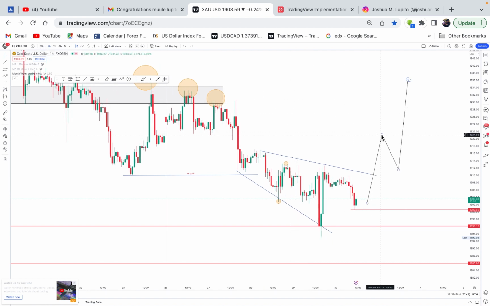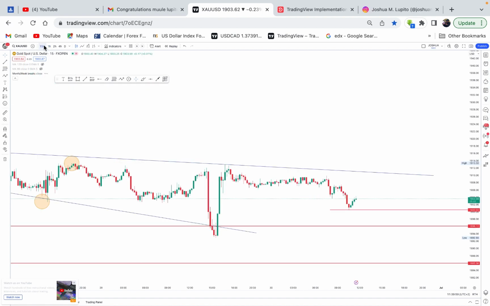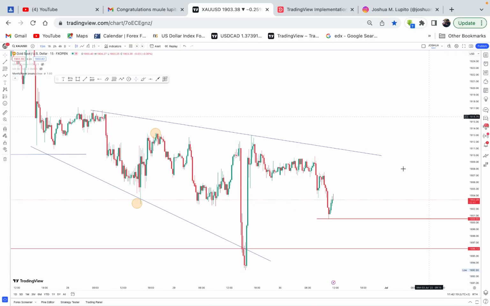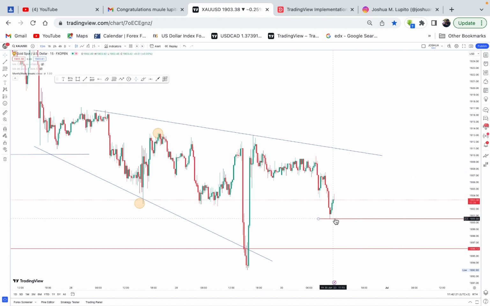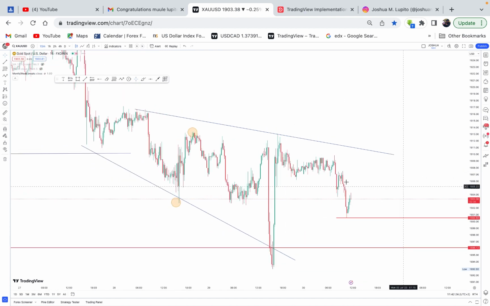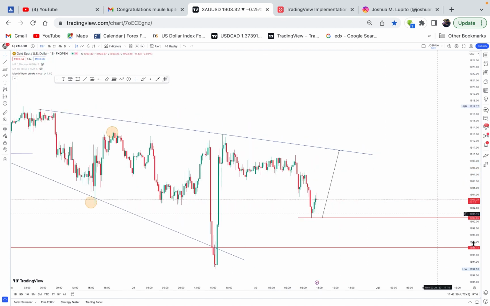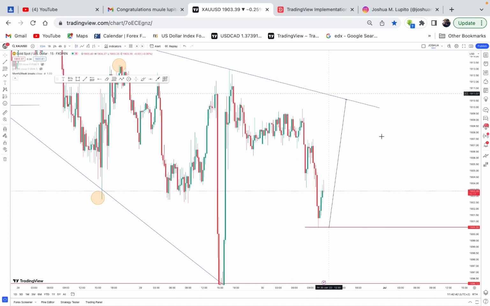So if we were to move to the lower time frame, the 15 minutes time frame, as we can see at this particular point, the market is currently at support. The market pushed from there to this particular point. So at this particular moment, we could expect the market to push up to that particular trend line here.